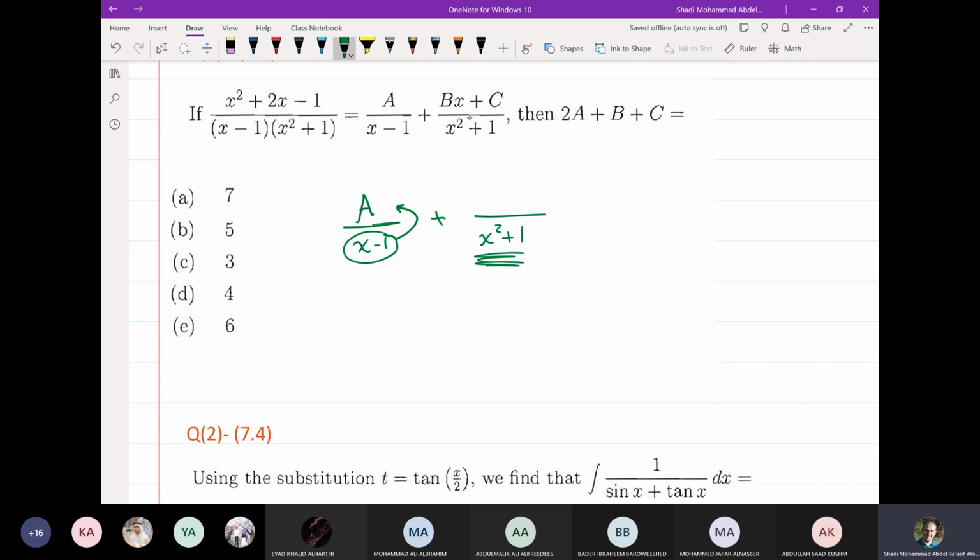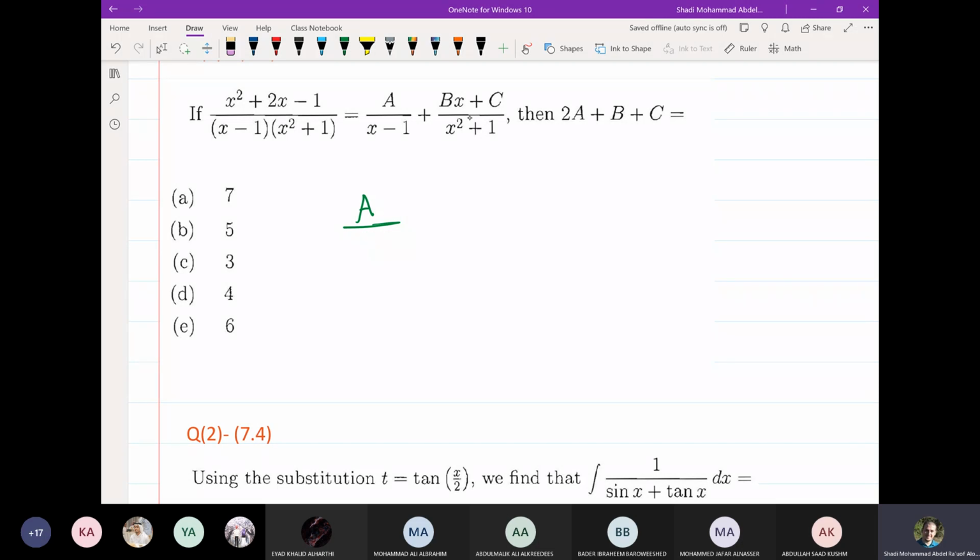Okay? So if we couldn't factorize a quadratic like this one over real numbers, then the numerator will be linear, because the denominator is of order 2, then the numerator will be of order 1. So it will be ax plus c or bx plus c. This is the main idea.